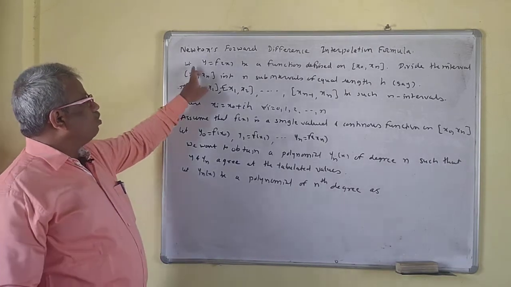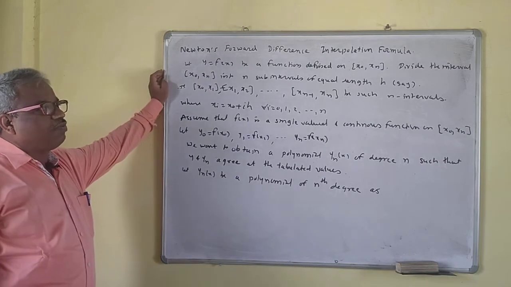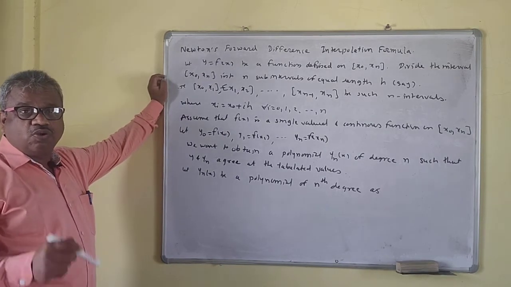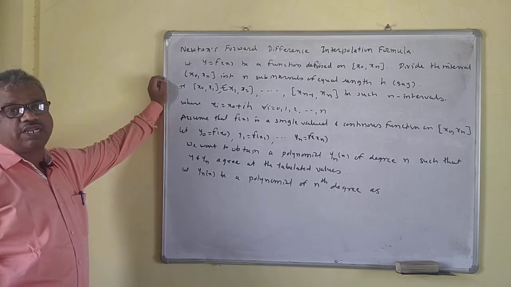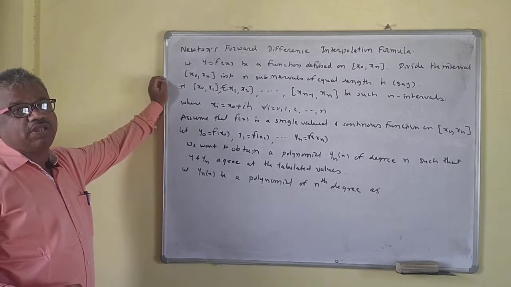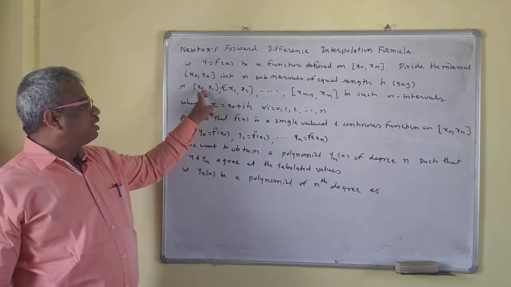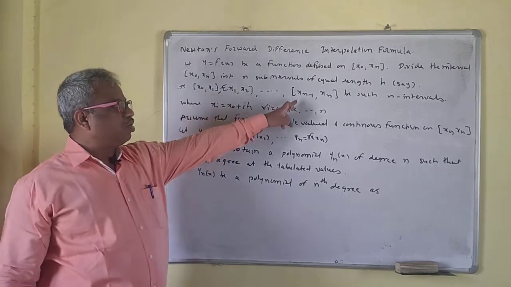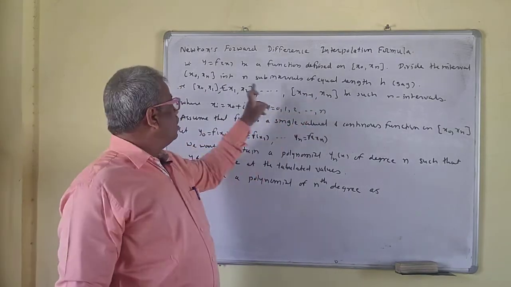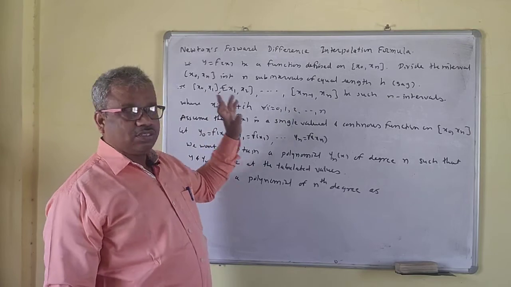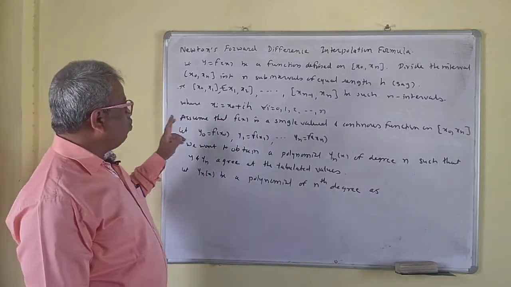So what we will do? Let y is equal to f of x be a function which is defined on the closed interval x0 to xn. We will divide the interval x0 to xn into n equal sub-intervals, each of length h. Suppose these are the intervals x0, x1, x2, dot dot dot, xn minus 1, xn. So this is 1, 2 up to n. These are the n such intervals, whose length is h.